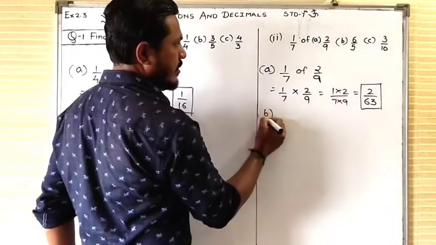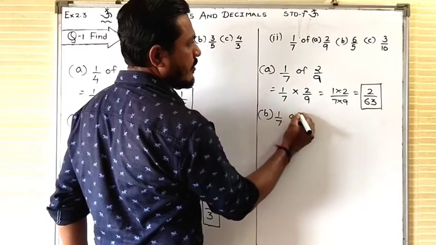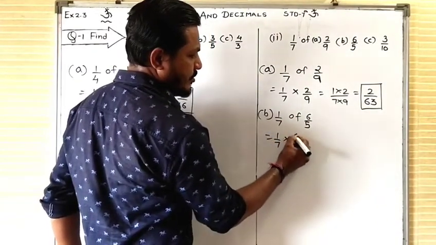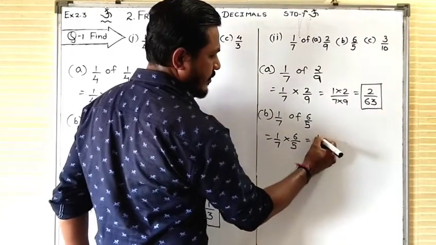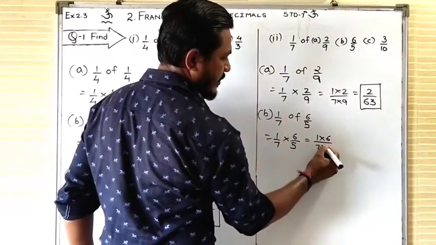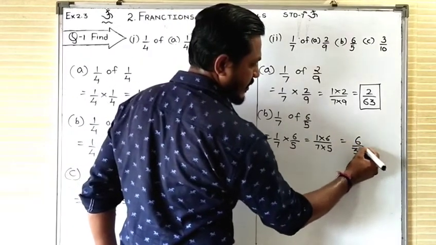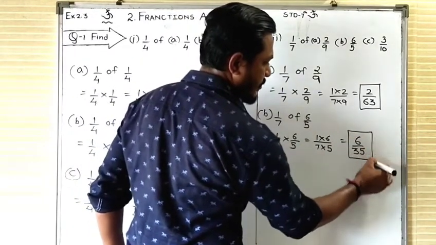Then 1 by 7 of 6 by 5. So 1/7 into 6 by 5. 1 into 6, 7 into 5. Then 1 6s are 6, 7 5s are 35. Yet not possible to reduce.